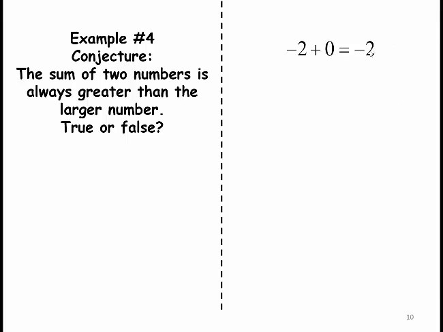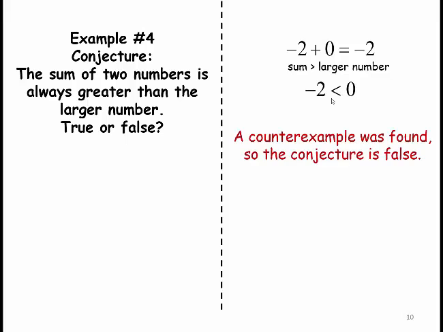-2 plus 0 is equal to -2. What is the largest number in this? -2 or 0? Well, the largest number is 0. Well, the sum here, -2, is not greater than the largest number. It's actually less than. So a counterexample was found, so that conjecture is false. So this is not true. The sum of 2 numbers is always greater than the larger number. False.